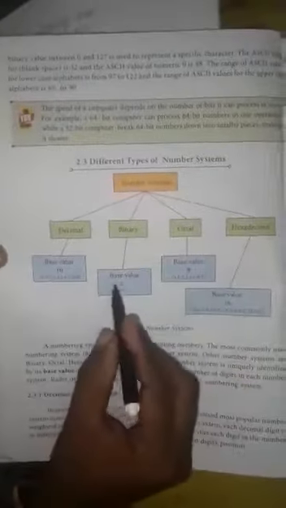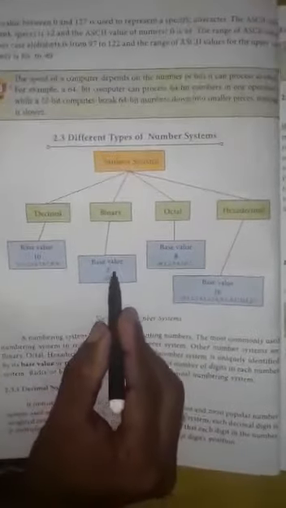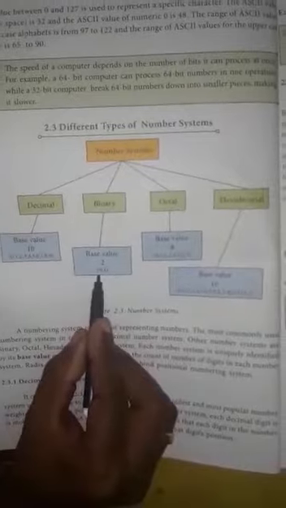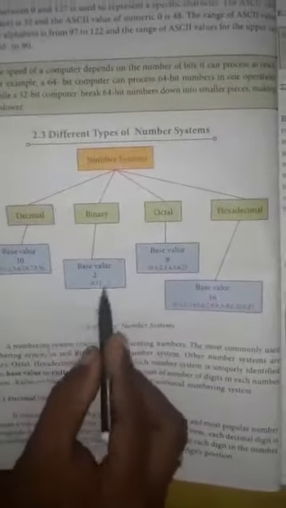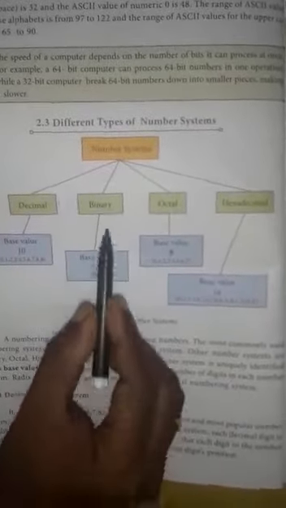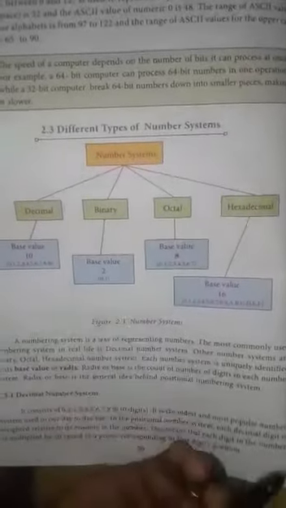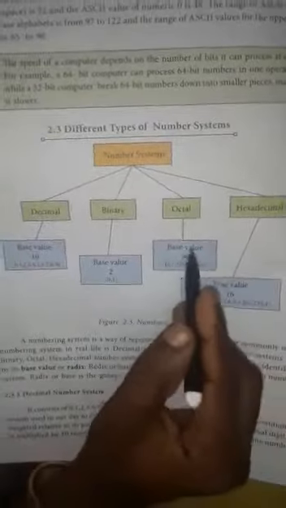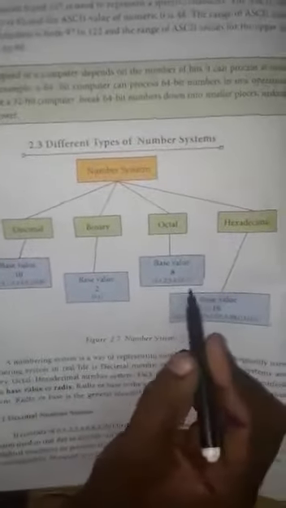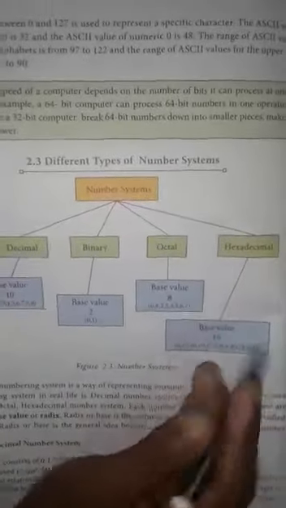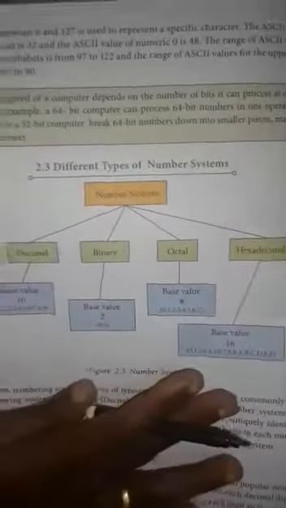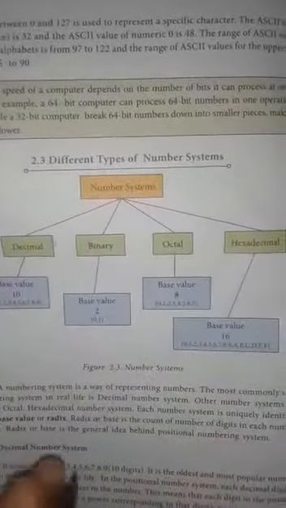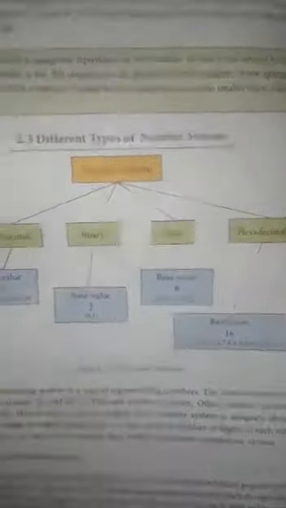Next one, the binary number system. The binary number system's base value is 2. The numbers are 0 or 1. What are the numbers available in the binary number system? 0 and 1. Next one, the octal number system. The octal number system's base value is 8. Only the values 0 to 7 are in the octal number system. The digits 8 and 9 are not octal numbers.